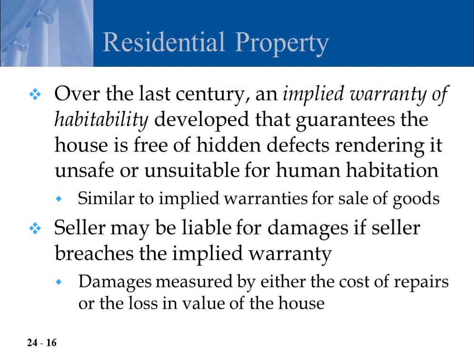And then we look at residential property, which has a different set of rules as opposed to just open, what we call raw land or undeveloped land. So in residential property of the last century, we've come up with an implied warranty of habitability. It's developed to guarantee the house is free of hidden defects, rendering it unsafe or unsuitable for human habitation. And it's similar to what in the UCC is called implied warranties for sale of goods. And the seller may be liable for damages if the seller breaches the implied warranty.